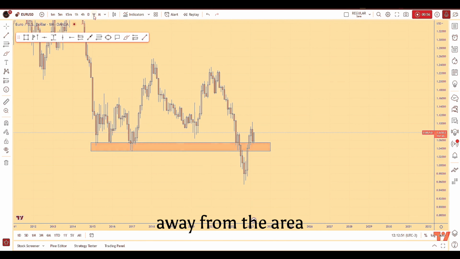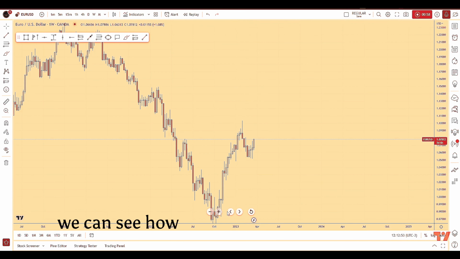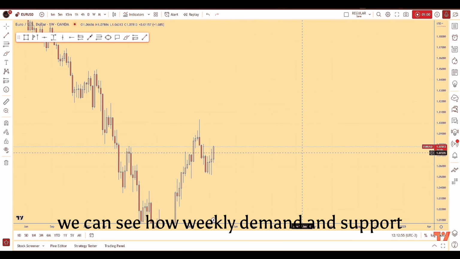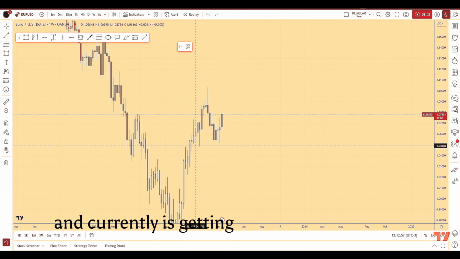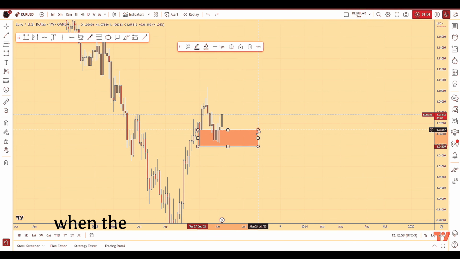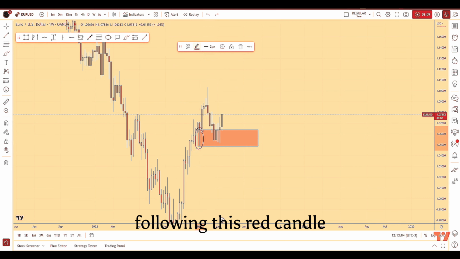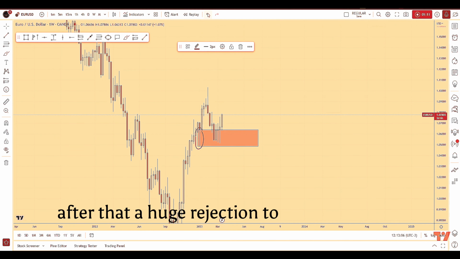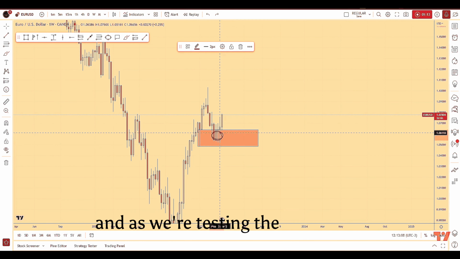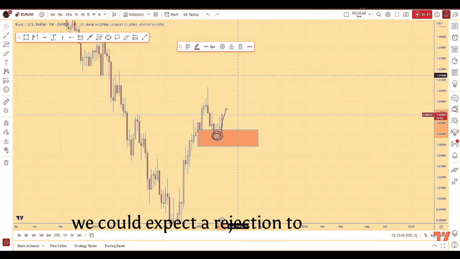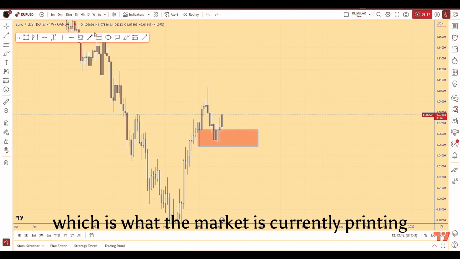away from the area. Dropping down on the weekly, we can see how weekly demand and support has been tested and currently is getting rejected to the upside. When the market created this huge wick here, following this red candle, after that, a huge rejection to the upside was created, and as we're testing the same zone, we could expect a rejection to the upside, which is what the market is currently printing.